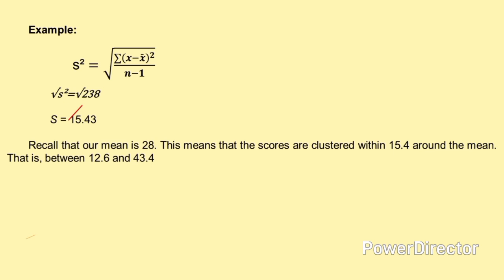This means that the scores are clustered within 15.4 around the mean. That is between 12.6 and 43.4. So how do we get the 12.6? We get that by subtracting the mean and our standard deviation. So 28 minus 15.43 is equal to 12.6. And for 43.4, we get that by adding our mean and our standard deviation. So 15.43 plus 28 is equal to 43.4.